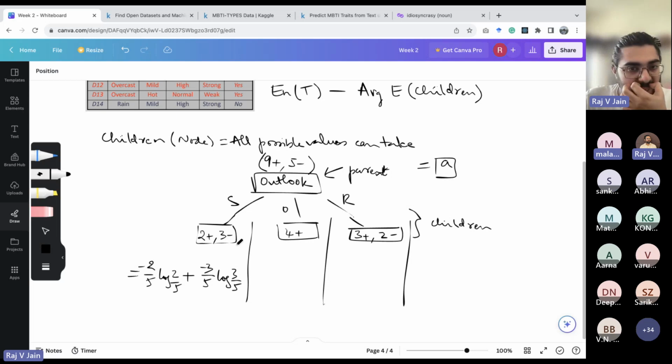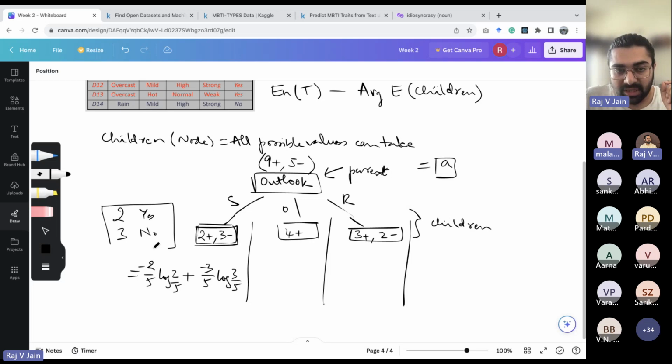Okay. So somebody said 5 by 14. That was for the outlook variable in the parent node. Here we are looking only at this particular node. In this node, I only have two samples where the tennis variable is yes, and 3 samples where it is no. So only for this particular set I want the entropy. Therefore, I will look at these particular proportions, not the overall proportions.